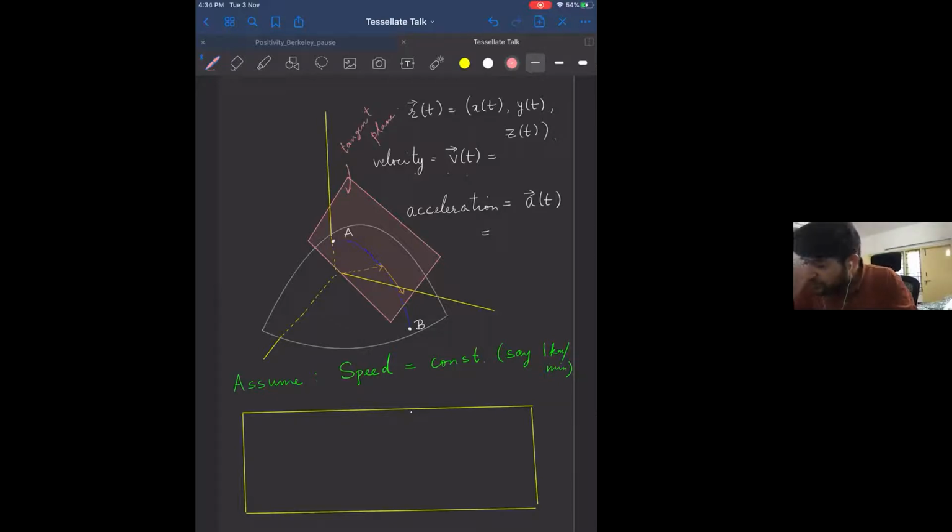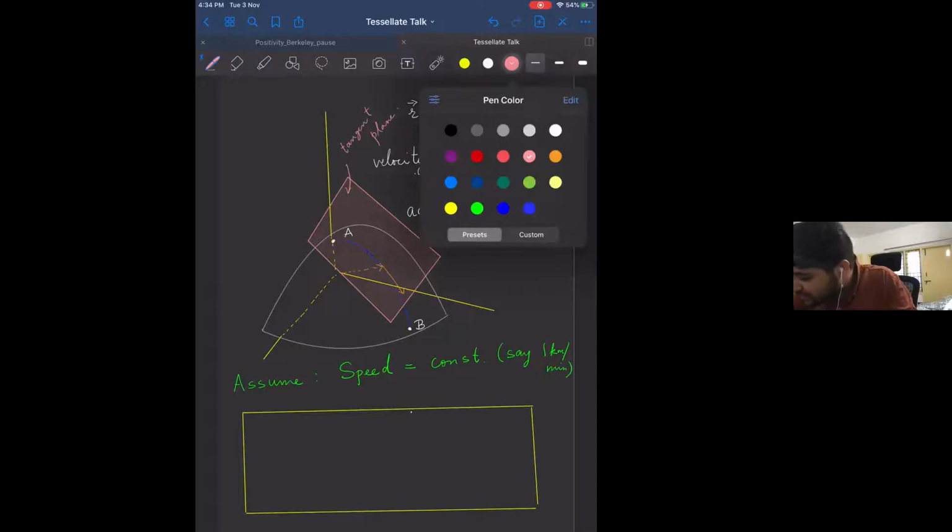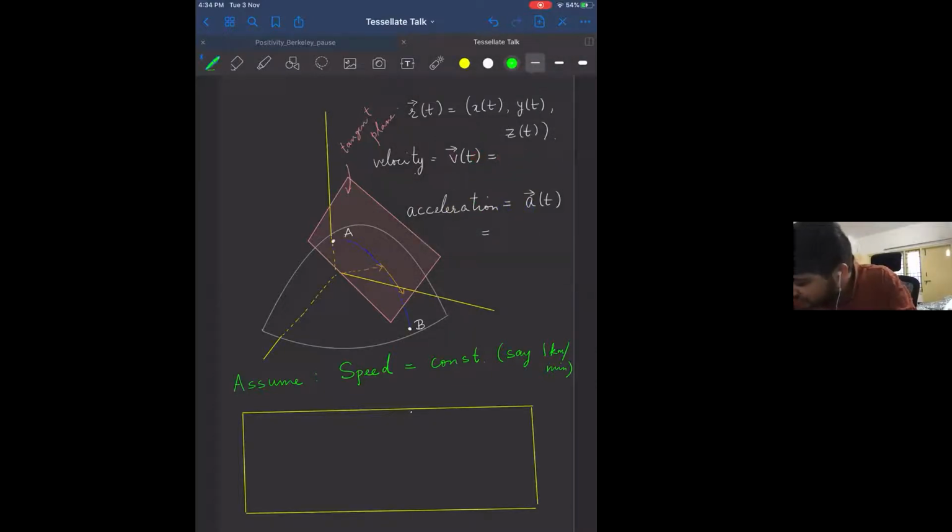Okay, so now what is the velocity? Let me remind you what velocity is from high school physics. This is basically the rate of change of displacement. As you're moving along, your rate of change of displacement is a vector. Velocity is not just a number, it's a number and a direction. The acceleration is basically going to be the rate of change of the velocity.